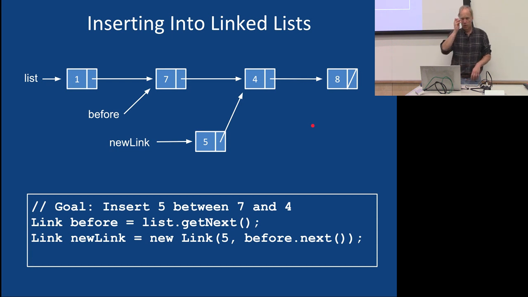Okay? So now we have a reference to before, the 7 box, and we have a reference to the new link. So how do we finish the picture? How do we finish splicing this 5 in between the 7 and the 4?